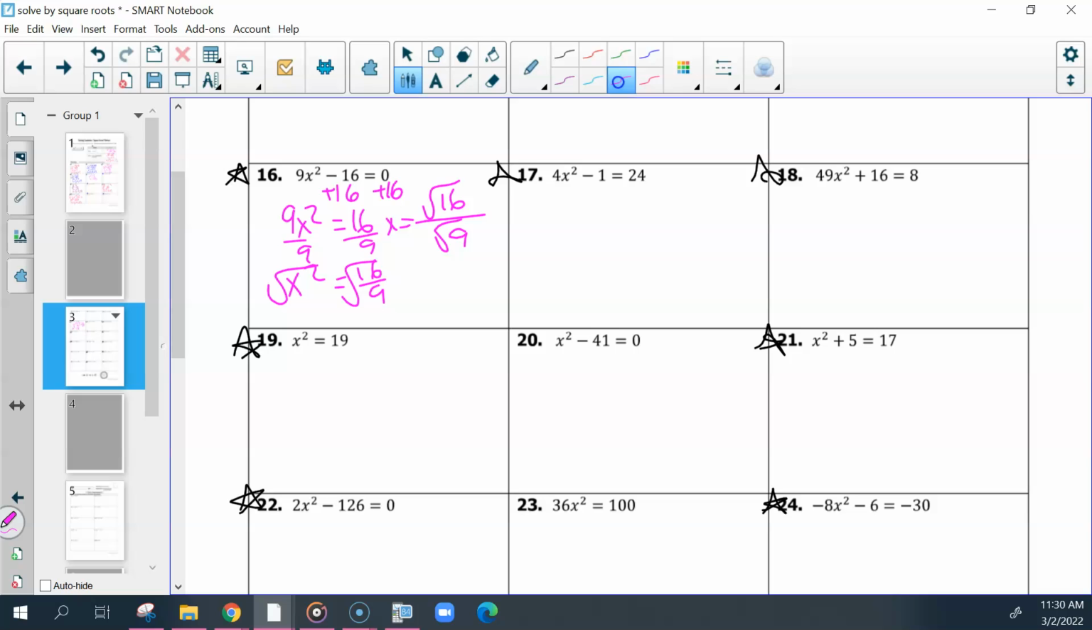Which would be what? 4/3 plus or minus. So we have negative 4/3 and positive 4/3.